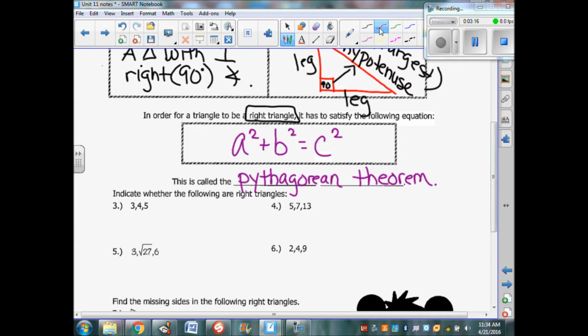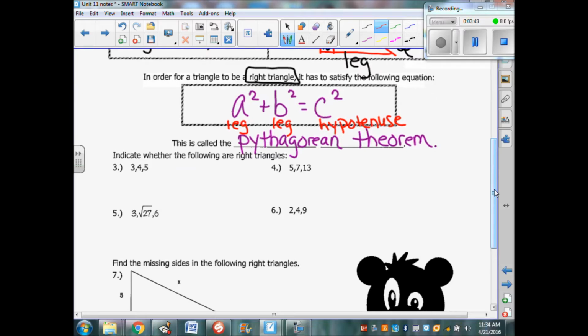So let's talk about the parts of this equation. The a is one of the legs of the triangle. The b is the other leg of the triangle. And the c is the hypotenuse of the right triangle. So a squared plus b squared equals c squared, or you could say leg squared plus leg squared equals hypotenuse squared. It says to indicate whether the following are right triangles. This handy little theorem is what we're going to use to determine that in the following questions.